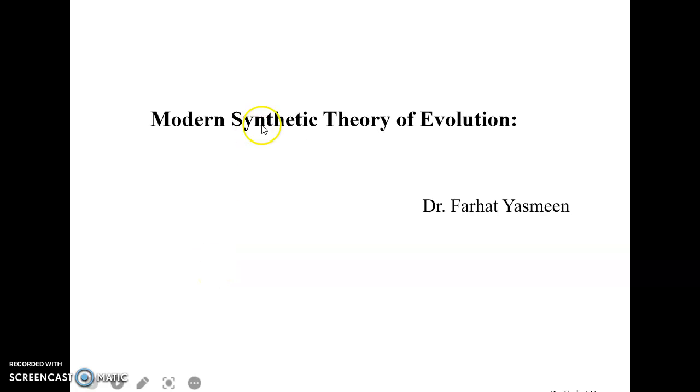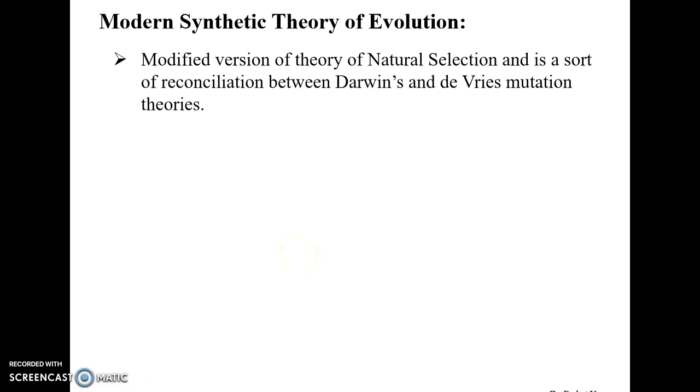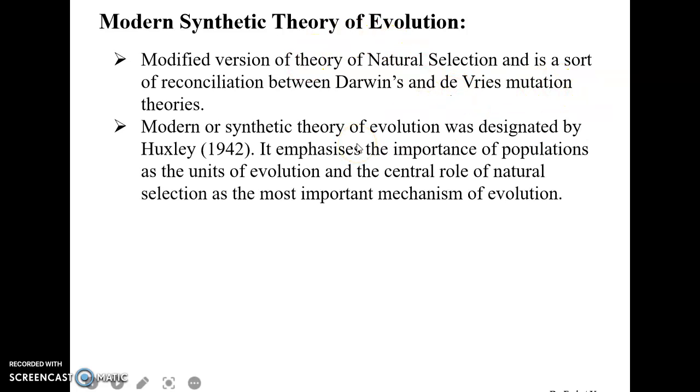Dear students, in today's lecture we'll try to discuss the modern synthetic theory of evolution. Modern synthetic theory of evolution is basically the modified version of the theory of natural selection which was presented by Darwin, and it is also considered as a sort of reconciliation between Darwin's and de Vries's mutation theories.